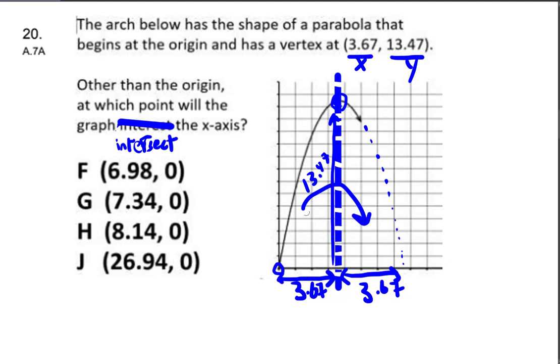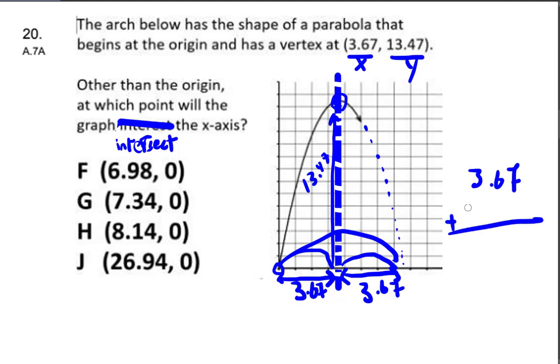It could be folded that way. In other words, this point here, if I fold it, it should land wherever that point is over there, right? And likewise, this point's going to fold over to make that other point. So if this is 3.67 here, then this distance here has to be 3.67 as well, right? So 3.67 plus 3.67.